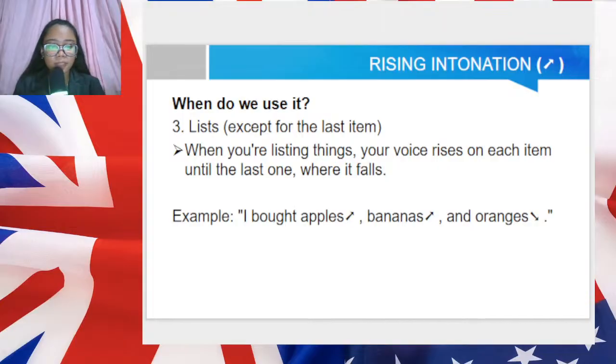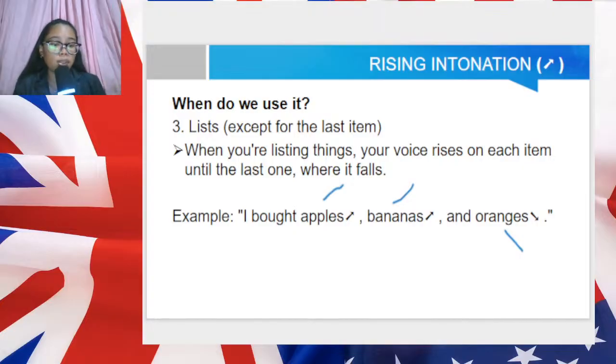Okay? For example, we have here: I bought apples, bananas, and oranges. Okay, I bought apples, bananas, and oranges. On apples, the voice rises. This rise immediately communicates that apples is just an item in a sequence and more information will follow.